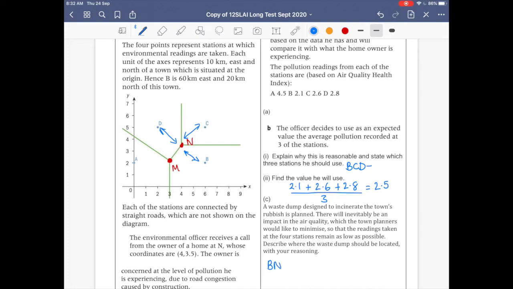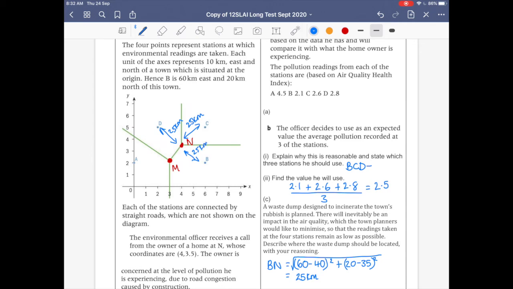So for example, BN, the distance between them using the distance formula and the coordinates that I've been given is 60 minus 40 squared, and then I add to that 20 minus 35 squared, and I square root my answer. So it's just using Pythagoras, and that gives me 25 kilometres. So N is about 25 kilometres from each of the points. So that's one that I could use.